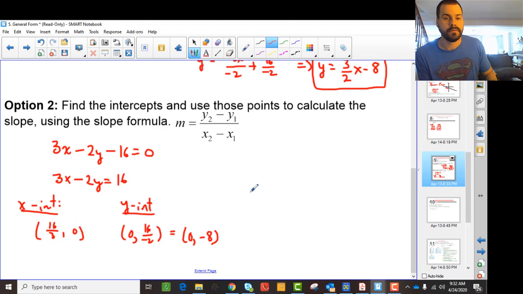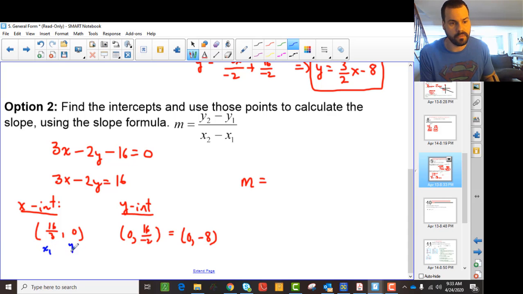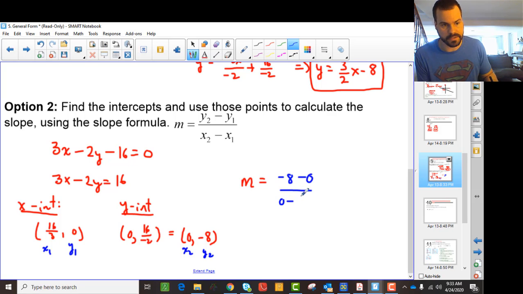Okay. And then the slope now becomes, if I label these as x1, y1, and x2, y2, then the slope becomes minus 8 minus 0 divided by 0 minus 16 over 3. So we get minus 8 divided by minus 16 over 3. Now, what we do then is, if we're dividing by a fraction, we invert and multiply. So we're going to multiply by 3 over 16, negative 3 over 16.